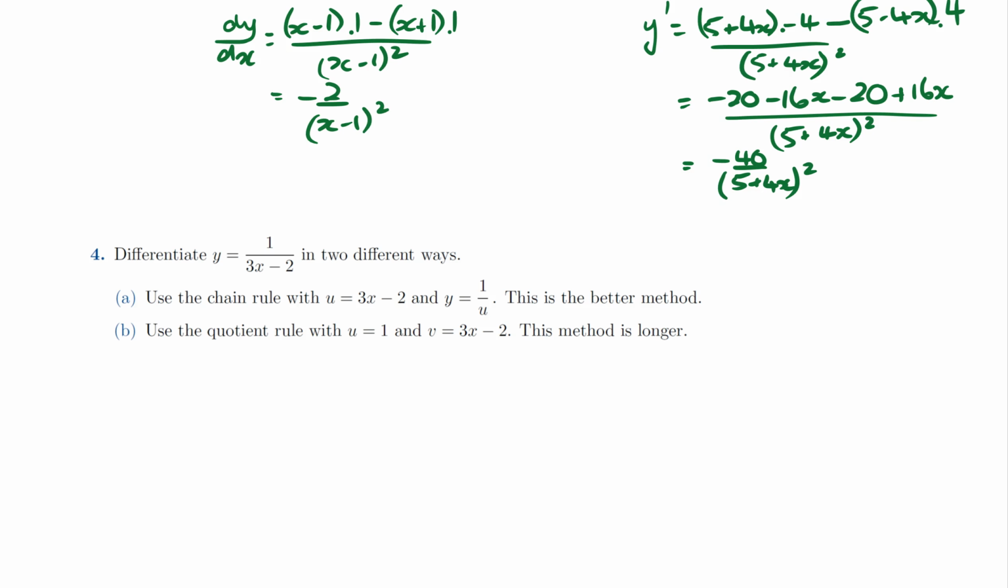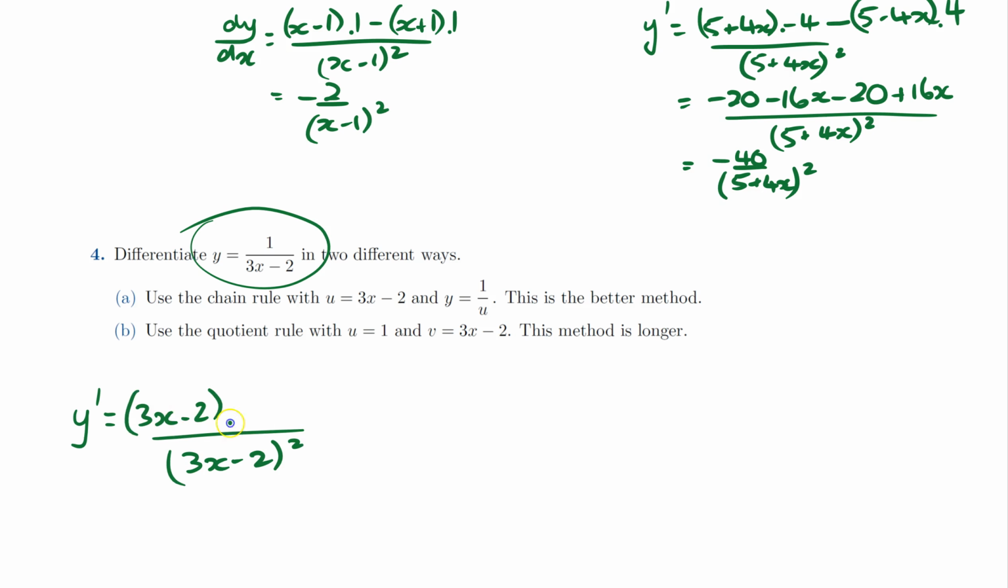I'll just do number 4 here because I think it's interesting, because we've got options. With this thing here, I can think of it as a quotient. So part B says do it as a quotient. If I think of it as a quotient, then y dash would be, put it on the bottom, square it, put it up the top, multiply by the differential of the top, and the differential of 1 is 0, minus put down the top, multiply it by the differential of the bottom, which is 3. So that gives me negative 3 over 3x minus 2 all squared.